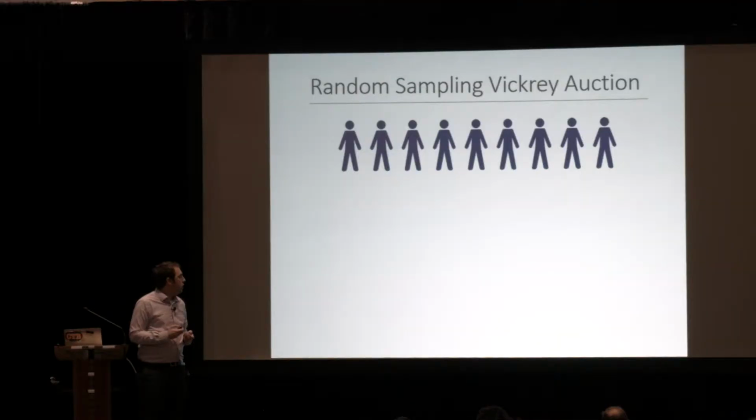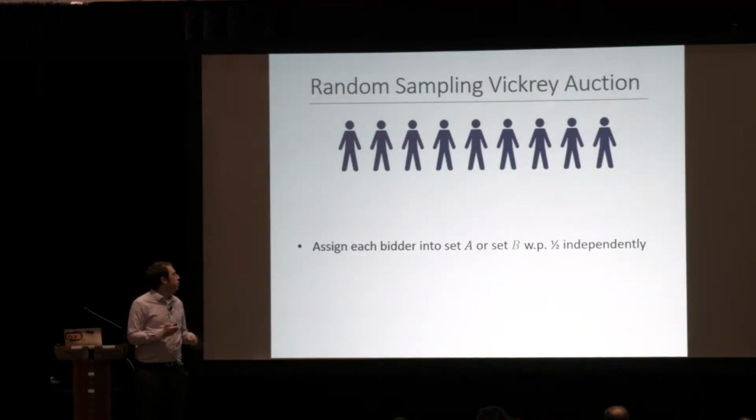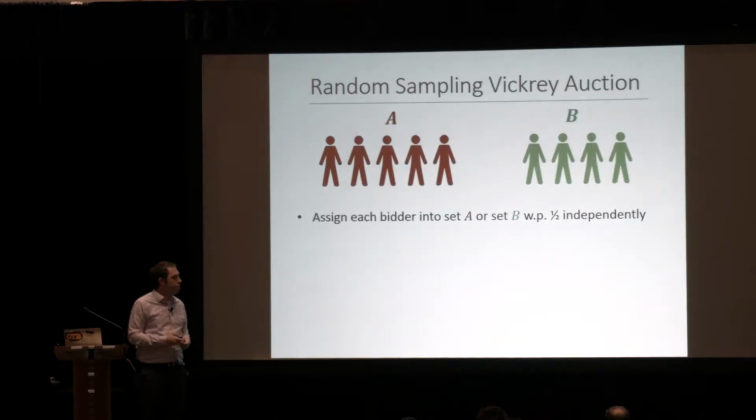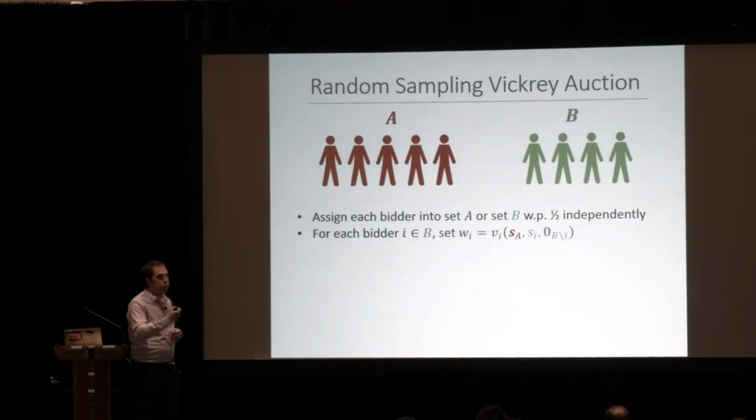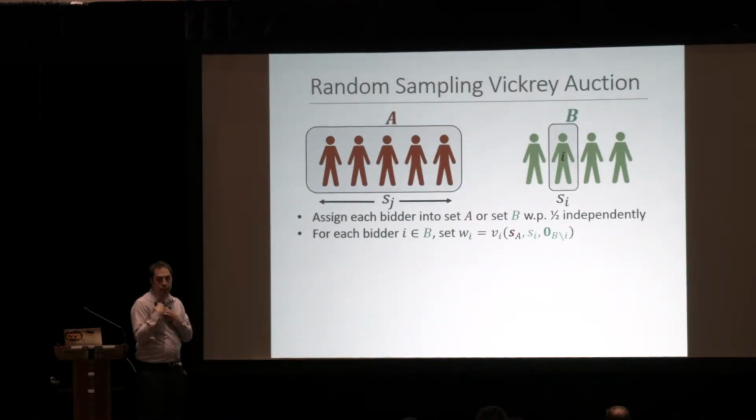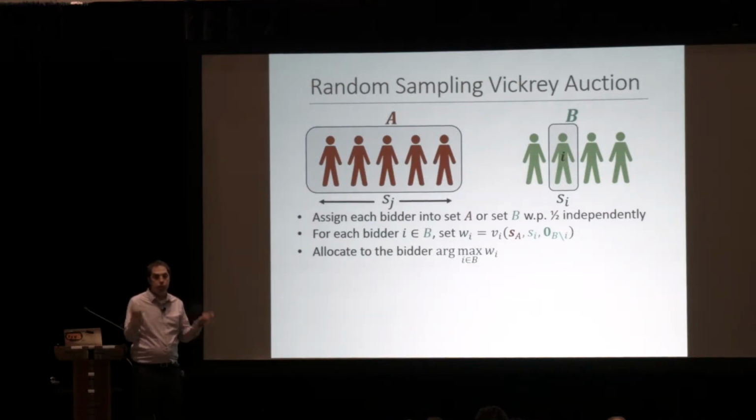It's pretty simple. So the mechanism for a single item looks like this. The first step would be just to split the bidders uniformly at random into two sets A and B. So we flip a coin for each one to see if it's in A or B. The second step is to assign a weight to each bidder in B, which is his value with his signal, the signals of bidders in A, and all the other signals zeroed out. And so we do it for every bidder in B. The bidders in A can't win this auction.